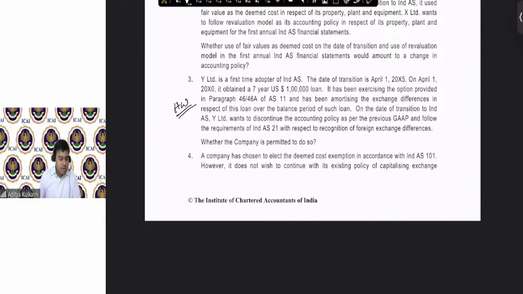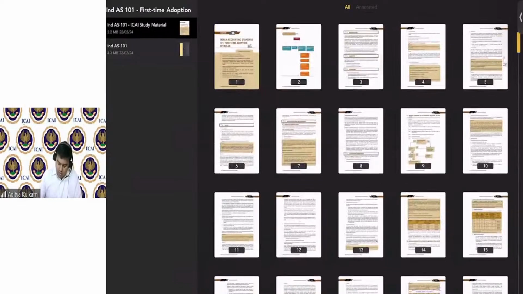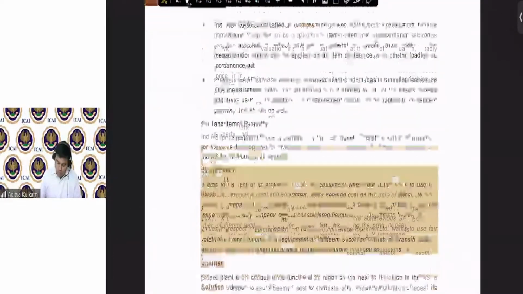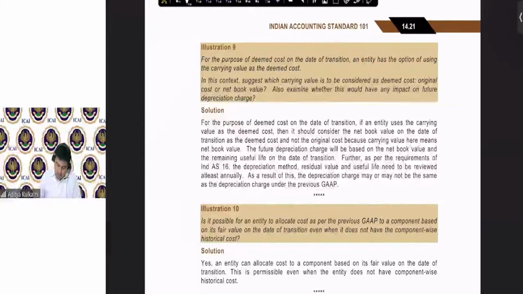Then after this, we then move on to certain food for thought. Give your own mind a little effort. Okay, try to do this for homework. Try to do illustration 8 for homework. It relates to property, plant, and equipment. Then you try to do illustration 9. Yeah, homework. This one is only 2 lines. You will be able to do that. Okay, all right. Next.